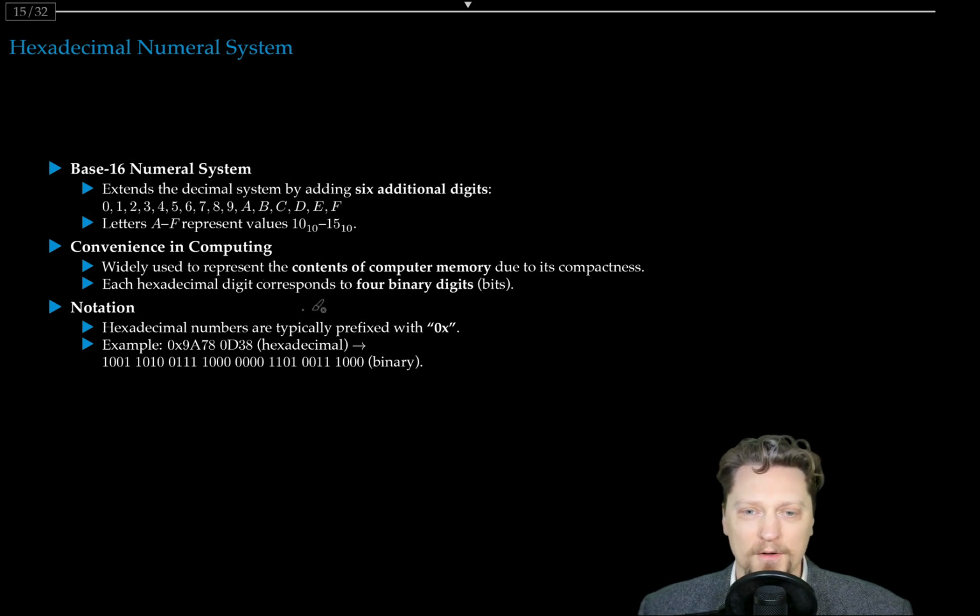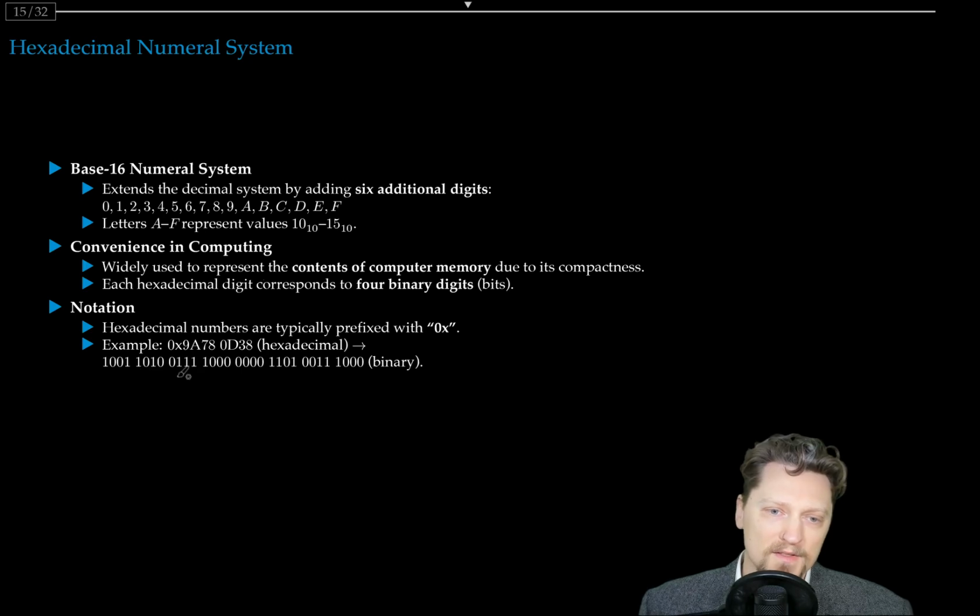Each hexadecimal digit corresponds to 4 binary digits or bits, which we know as a nibble or half of a byte. Notation: hexadecimal numbers are typically prefixed with 0x, just so that you know which base is being used. Example, 0x9A780D38 is a hexadecimal number, and it corresponds to this in binary, 1001, etc., down to 1000.